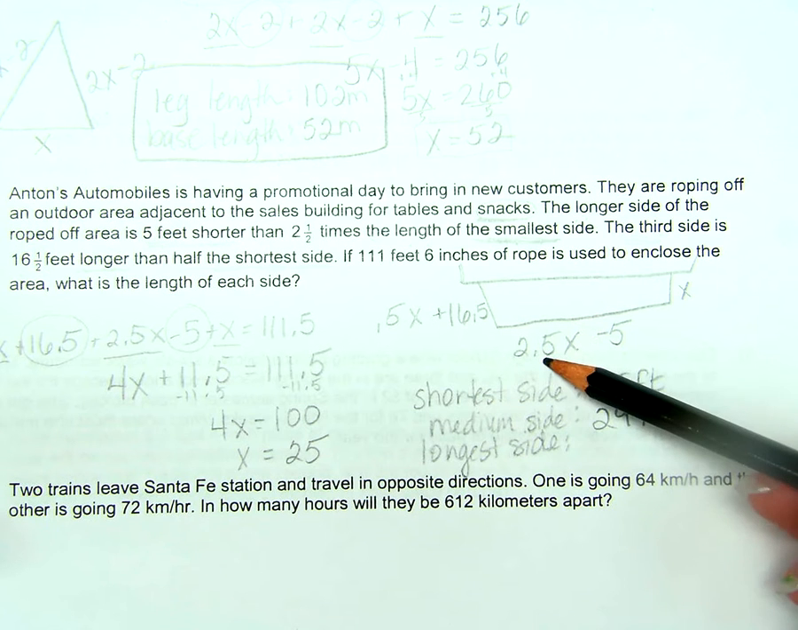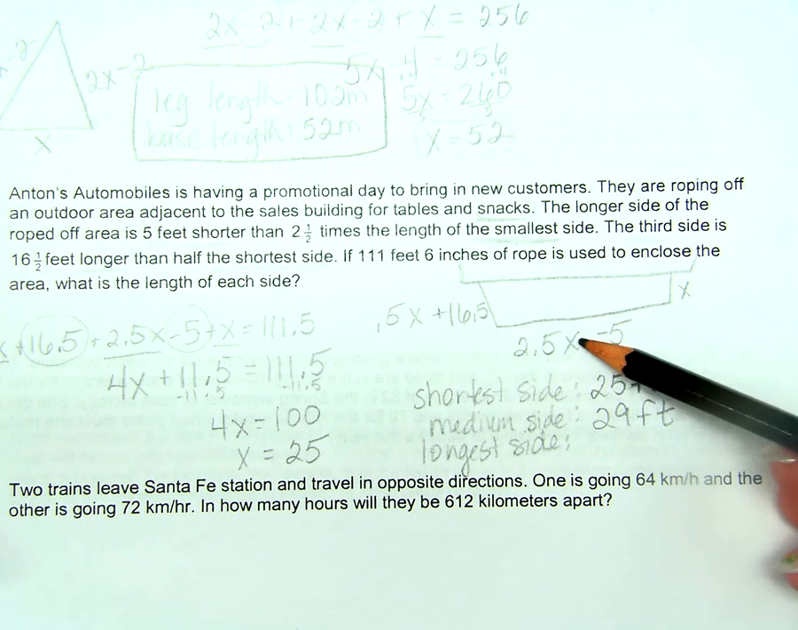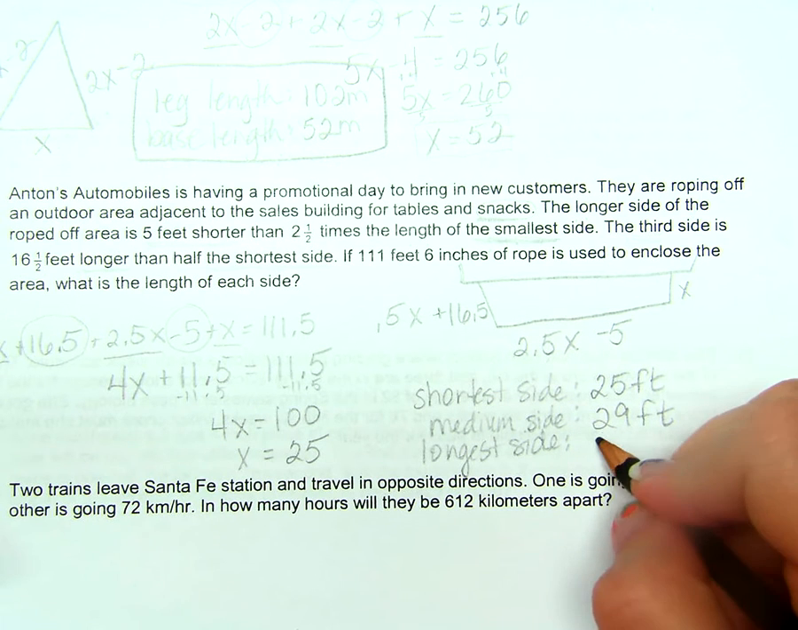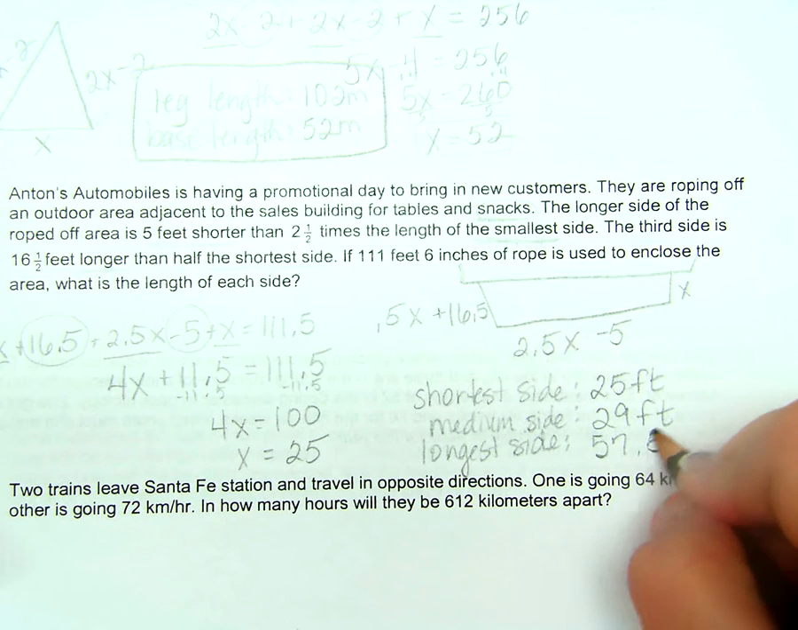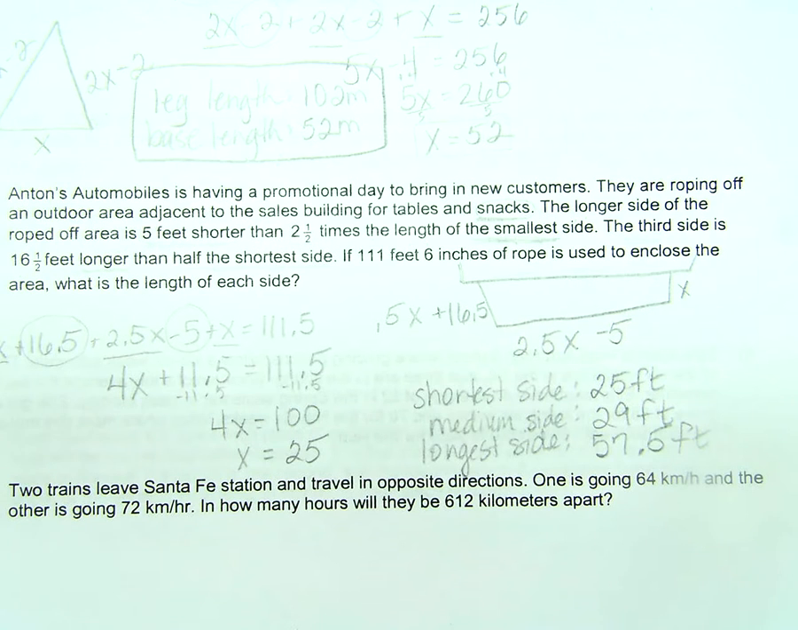What is 2.5 times 25? 2.5 times 25 is 62.5 minus 5. So 57.5 is the answer? No! Feet. Thank you. Ridiculous. Because of the math. You have no idea what you just said, do you?